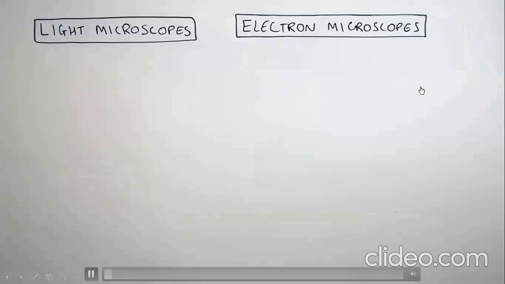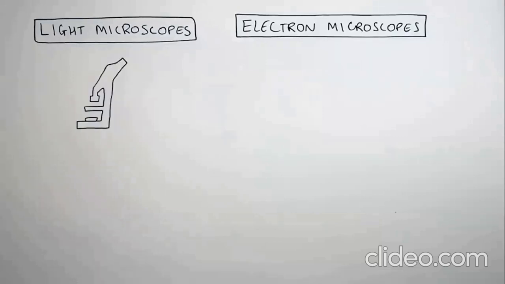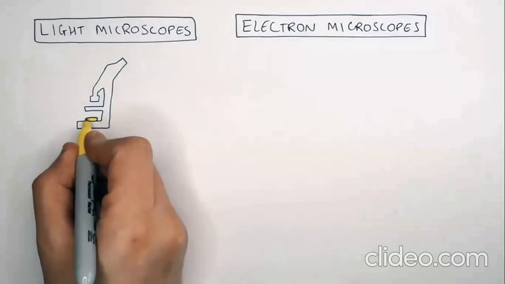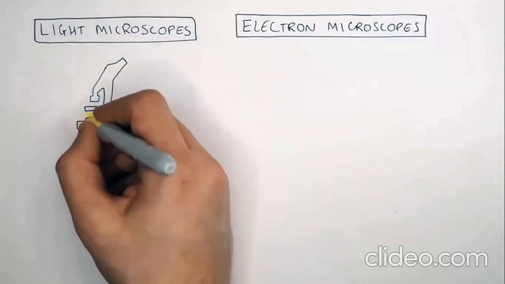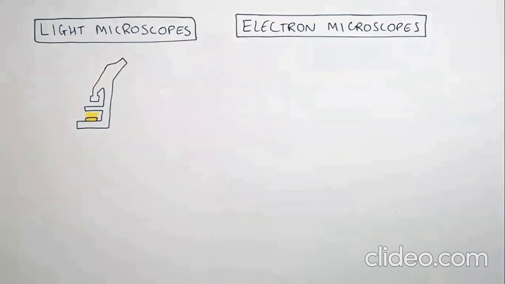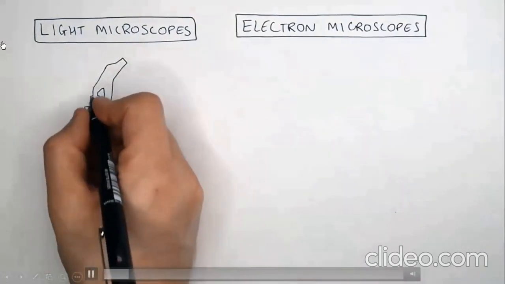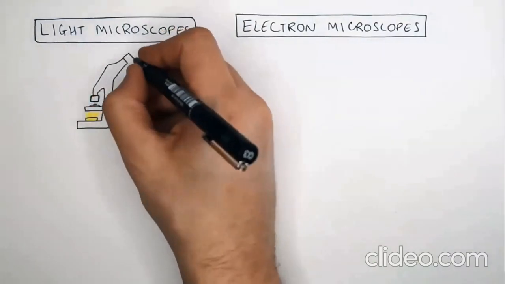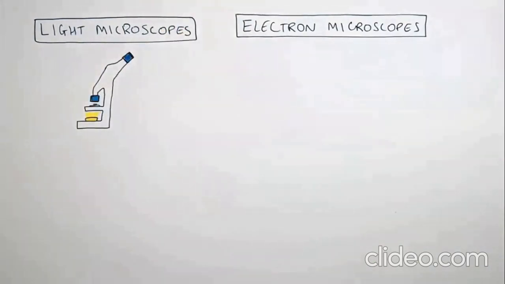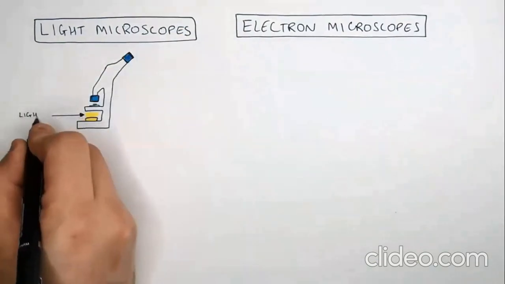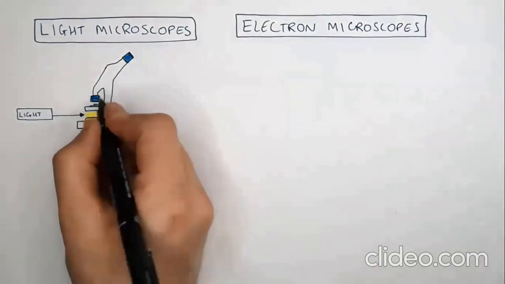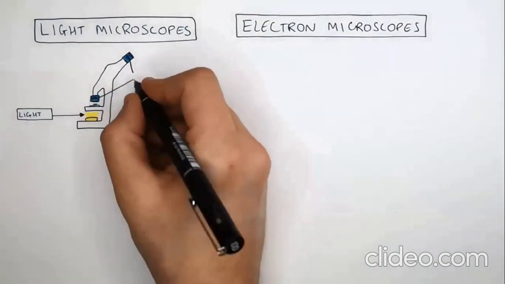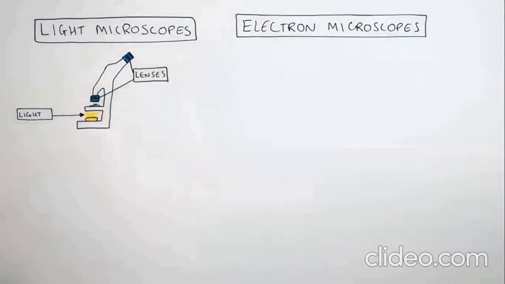Compare light microscopes and electron microscopes. Light microscopes use a light source. You then place a live specimen onto the stage, so you can use a live specimen. The light microscope uses lenses, the objective lens and the eyepiece lens. So remember, a light microscope uses a light source, and there are two lenses, the objective lens and the eyepiece lens.